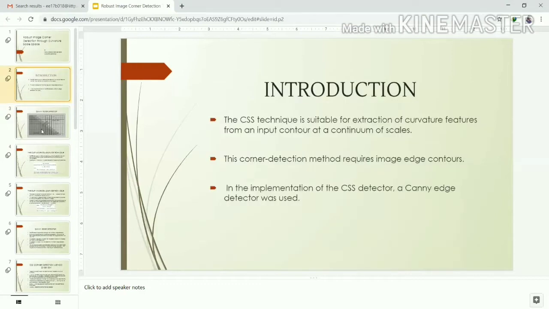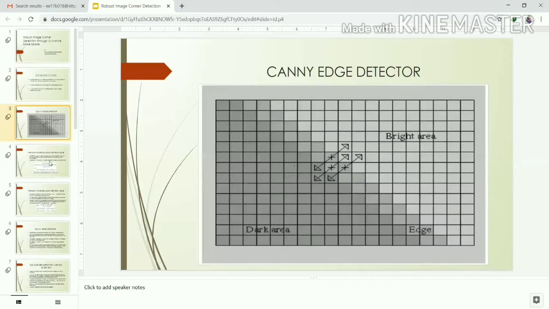Now we'll move on to the literature survey. Considerable research has been carried out on corner detection. Let's discuss some of those. Moravec observed that the difference between the adjacent pixels of an edge or a uniform part of the image is small, but at a corner, the difference is significantly high in all directions.